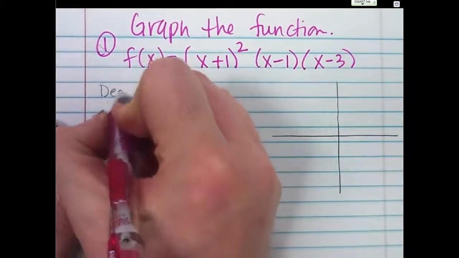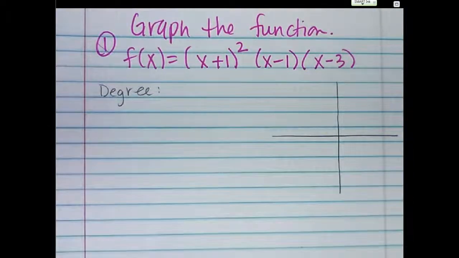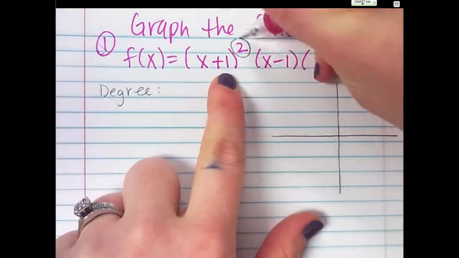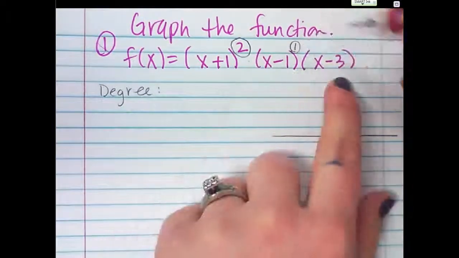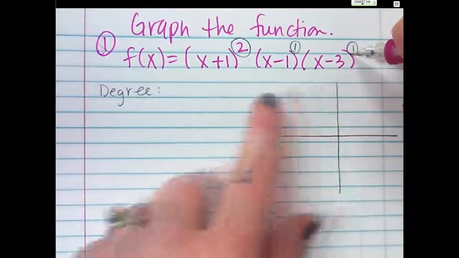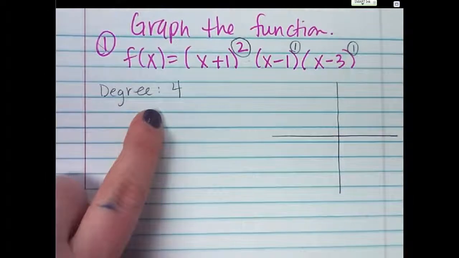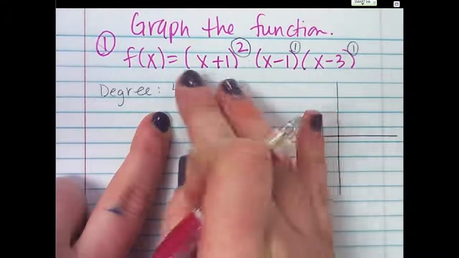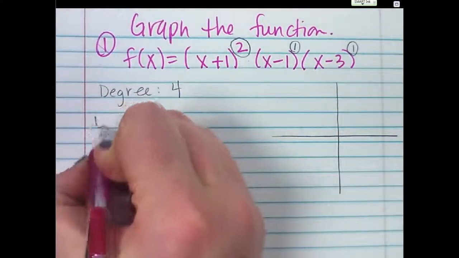So let's start with the degree. And when I say degree, I want the degree of the whole polynomial. So this first factor here, I've got 2. Now I'm multiplying, so I'm going to add this 1, and I'm going to add this 1. So what's the degree of the whole polynomial? 4. Does everyone see where that came from? These are like their own terms. When I multiply them all together, I just add exponents. Okay, so we start with degree 4.